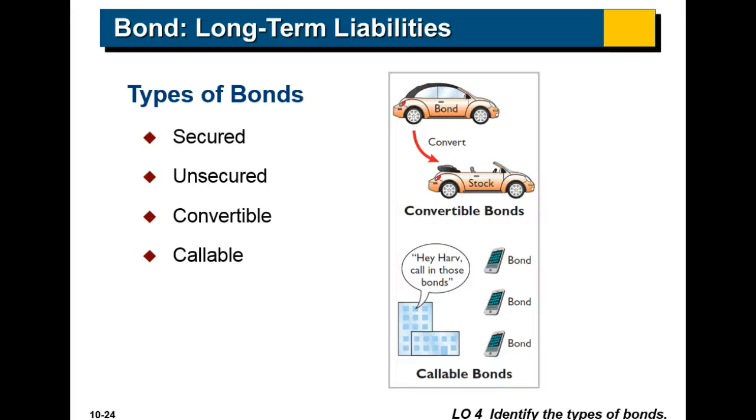Convertible bonds generally have an attachment where they can be converted into stock. So it starts out as a debt, but then you have the right to convert them into an equity form and receive stock in exchange for those bonds.